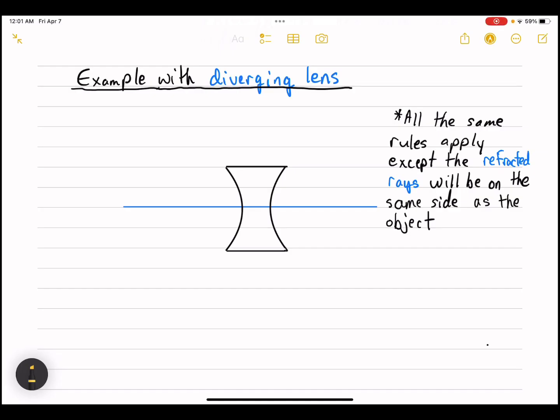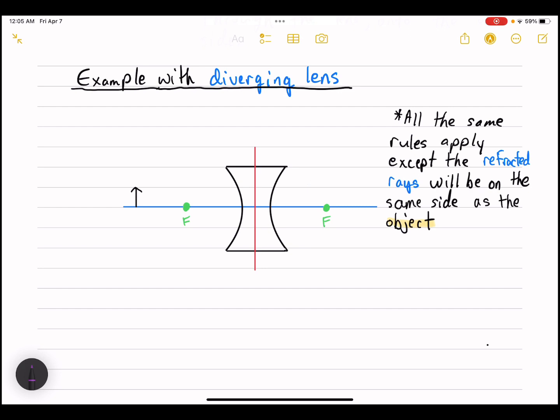So just for thoroughness, we're going to show you an example of the divergent lens. Now, all the rules that we listed before for the converging lens are going to be the same, except the refracted rays will be on the same side as the object and not on the opposite side of the mirror. But all the rules are going to really remain or be applied. It's just going to look a little different in the end in terms of where the image is formed.